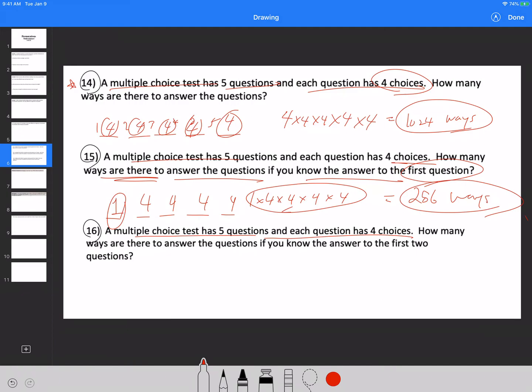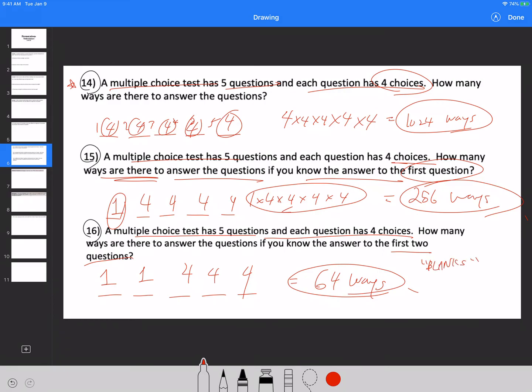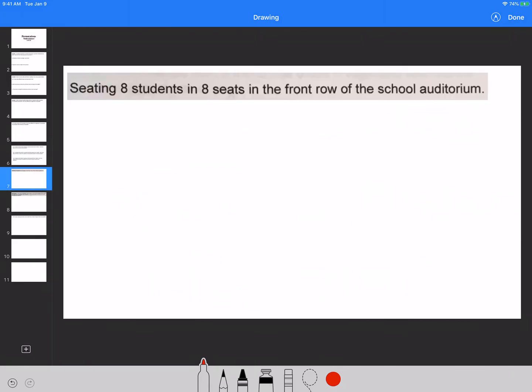And the last question here says a multiple choice test has 5 questions. Each question has 4 choices. How many ways are there to answer the questions if you know the answer to the first 2 questions? Well, pretty much the same thing, right? 1, 1, 4, 4, 4. And so the answer should be 64 ways. Pretty simple. So for homework, if you get these kinds of questions where I give you small changes in it, make sure you know how to draw the blanks, fill those numbers in, and see how you get the answers there.